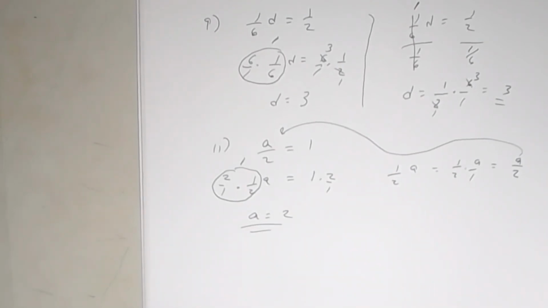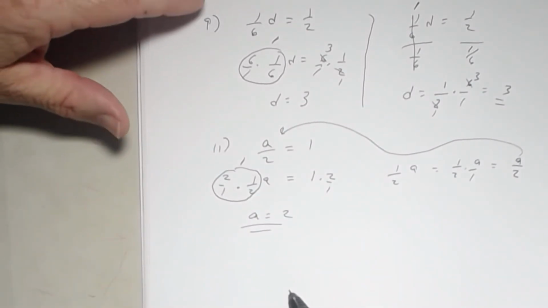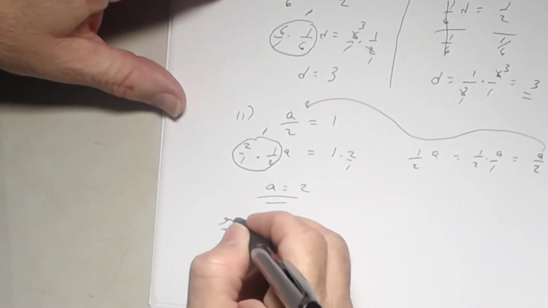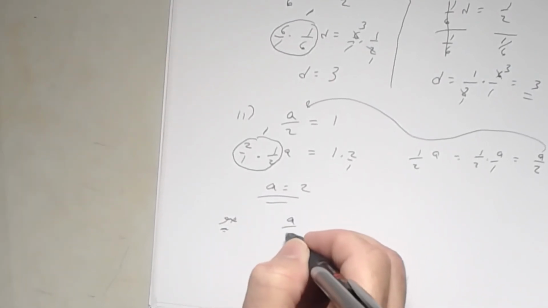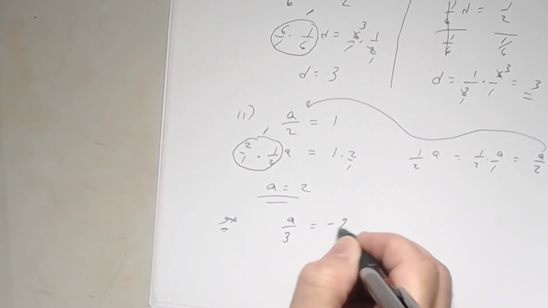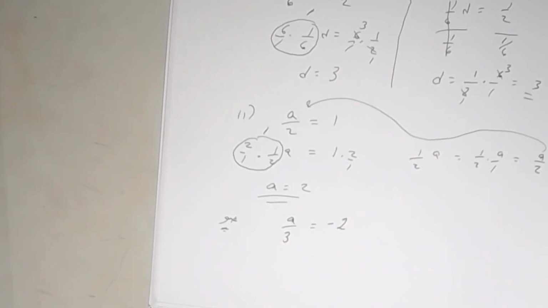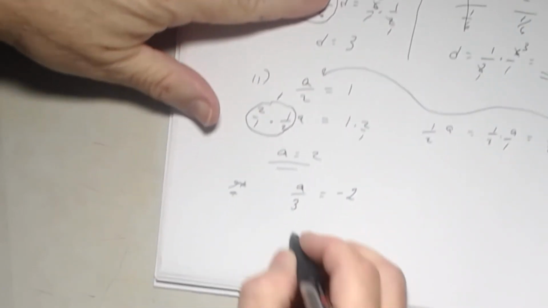So let's look at this one here. Let's do an example. Okay, let's write this example. All right, suppose we had A divided by 3 equals a negative 2. Now, there are several approaches you can take here. But for some of you, you really need to write this as a coefficient times the variable. So A divided by 3 is the same thing as saying what fraction times A? 1/3. So that's 1/3 times A.